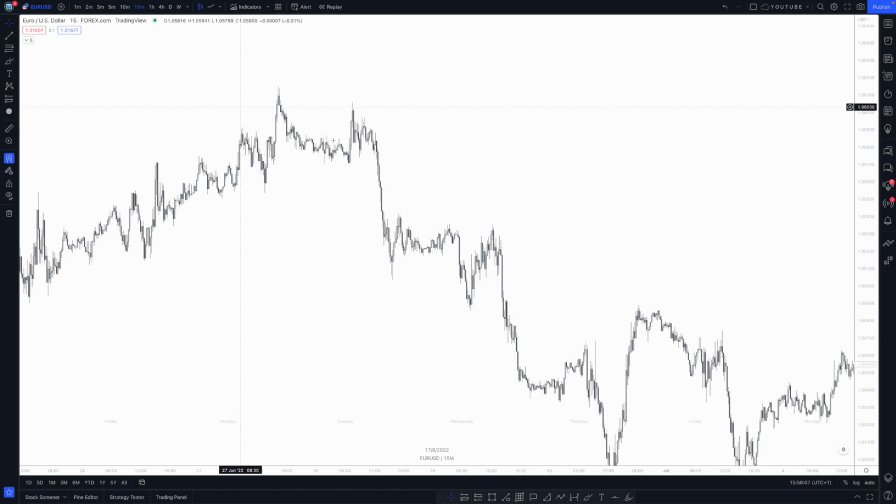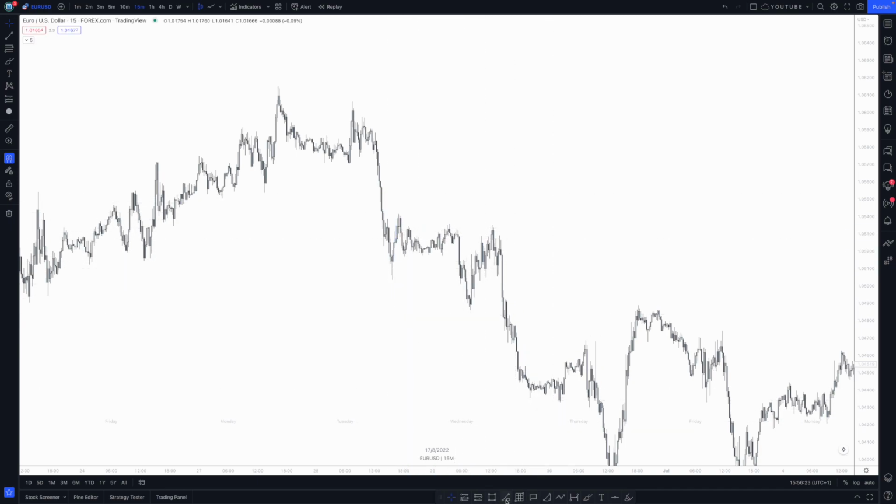So what you can do to measure this is, come to the left hand side and click on the measuring tool right here. You want to measure from the swing low to the highest point, which would be our swing high, and as you can see that is 37.9 pips. So this is a true pullback.